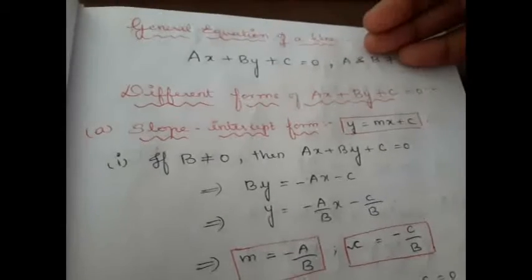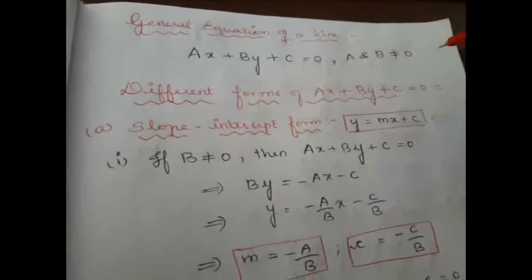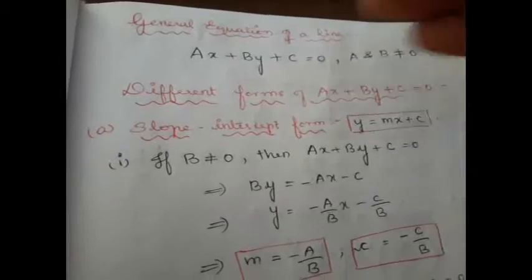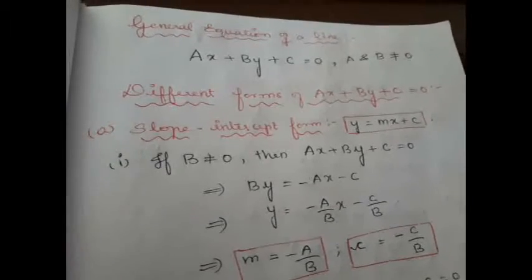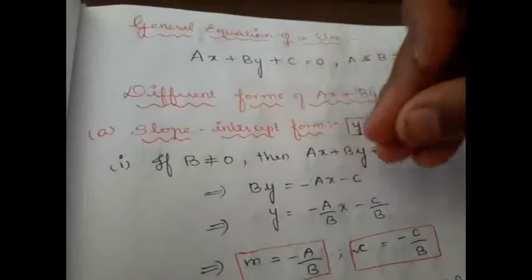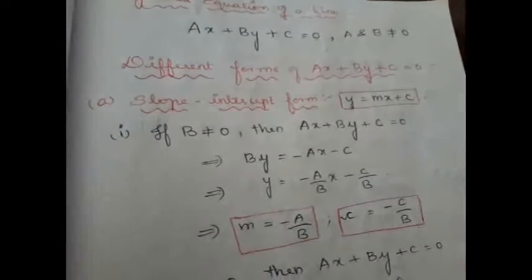Now we are going to see how we can derive our various forms of the equation from this general form. I repeat, how can we correlate and find the values of the various forms of the equation by using this general equation of a line. To start with, we are going to learn about slope intercept form.